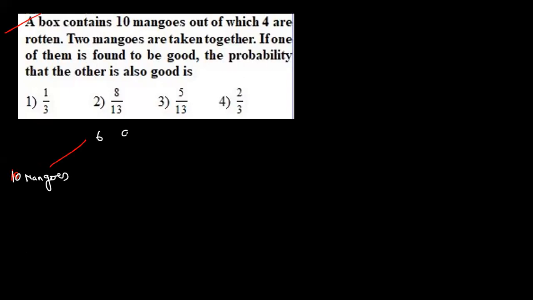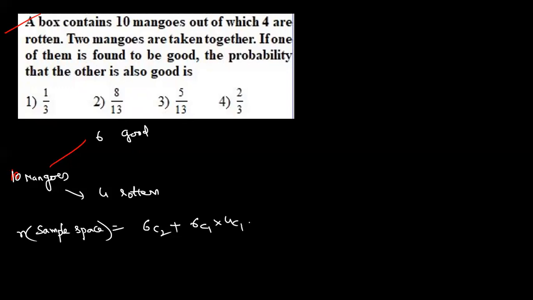So in this case, 6 are good, 4 are rotten. Rotten means damaged. So what is the sample space? Anyone? Suppose both are good. That means what you choose? 2 mangoes out of 6. That's the meaning. Clear? And another one is good, one is bad, maybe chances. So 6C1 into 4C1.